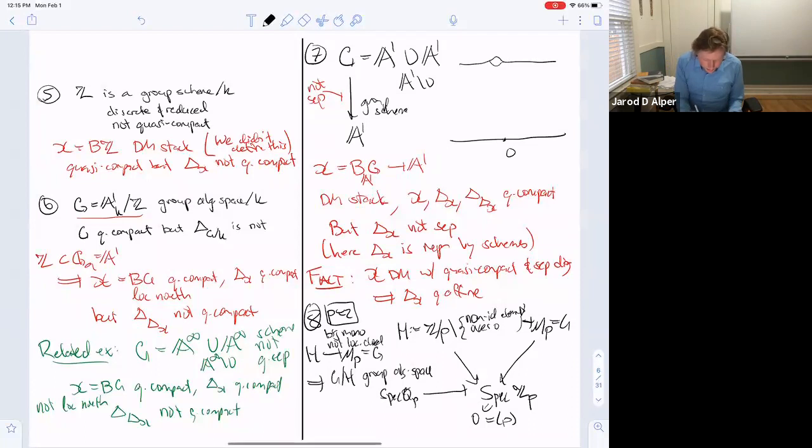What I was trying to say is that because H to G is not a locally closed immersion, that implies that the diagonal of the quotient isn't locally closed. So this thing here is not a scheme. And let's call Q the quotient, G mod H.